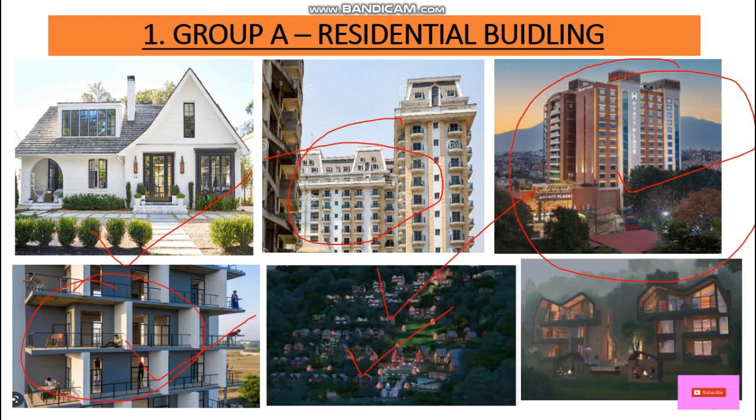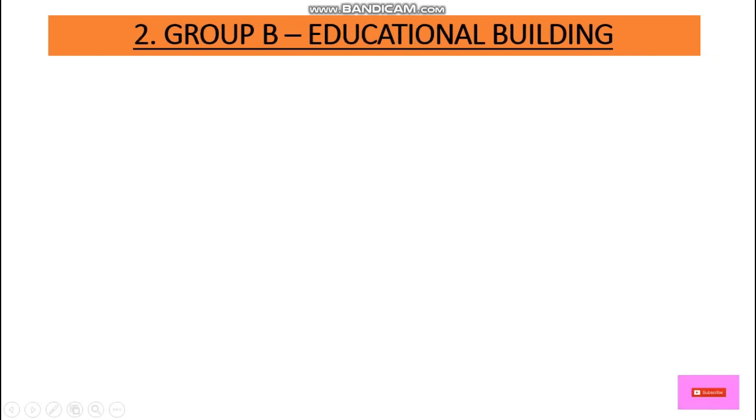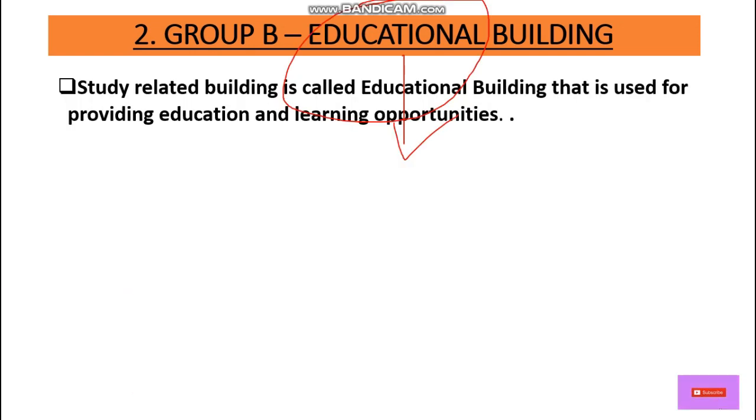Okay, now come to next, which is educational building. So basically what is educational building? As the name already suggests, the place where you can study, study related building, is called educational building. Simply study related, education related building is called educational building, providing for what?